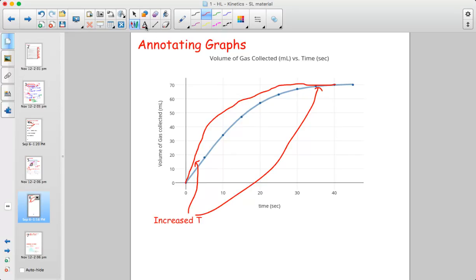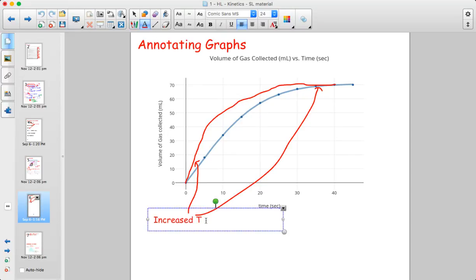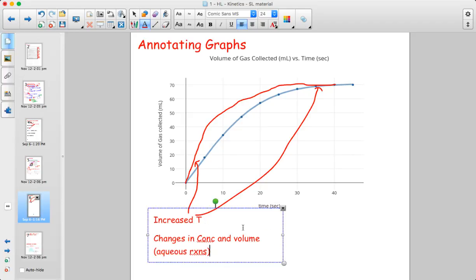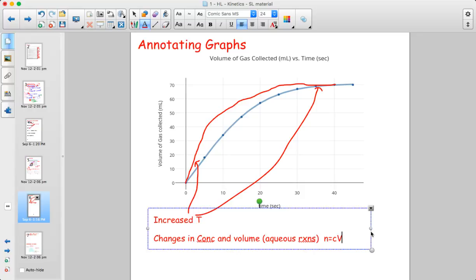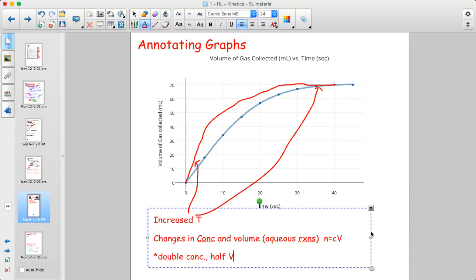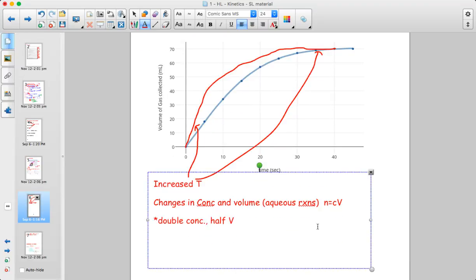So this is the only real one to watch for with the graphs: changes in concentration and changes in volume for aqueous reactions. The reason being, you should know that n equals CV. So if you change concentration or volume, you have the potential to change the moles. Most of the time, if they double concentration, for example, they usually halve volume. They don't always do this, but that's what you need to watch for.